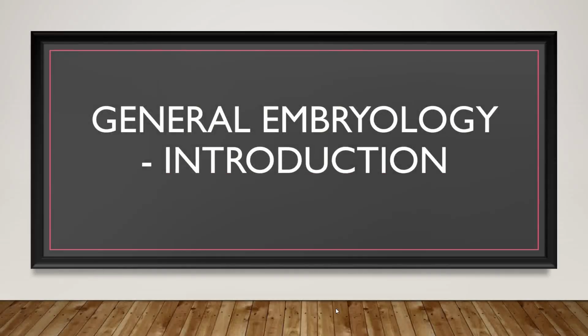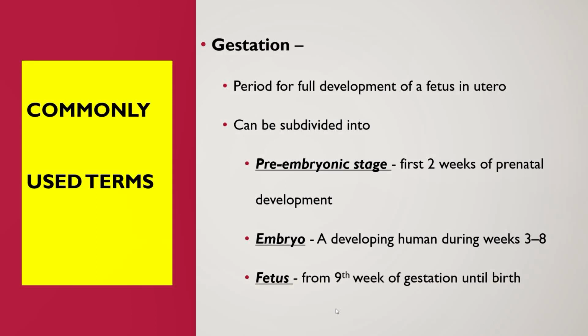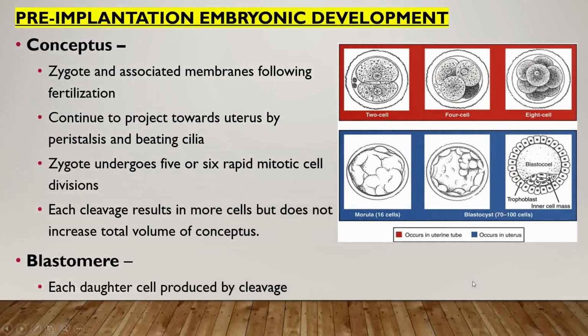Now, a small revision about general embryology. So as you know, commonly used terms: gestation is the period of full development of a fetus in utero. It can be subdivided into the pre-embryonic stage, that is the first 2 weeks of prenatal development, the embryonic stage, which is during the 3rd to 8th week, and the fetus, which is from the 9th week of gestation until birth.